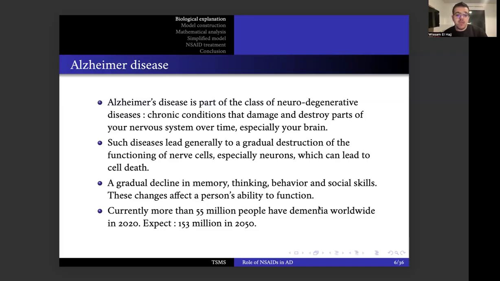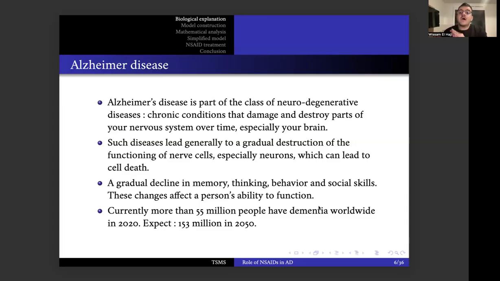Actually, now more than 55 million people have dementia, this problem in the brain, the loss of memory, worldwide in 2020. And it is expected to reach 153 million in the world in the next 25 years, which means the number will triple in less than 25 years. And those numbers are alarming because these are only the known cases.